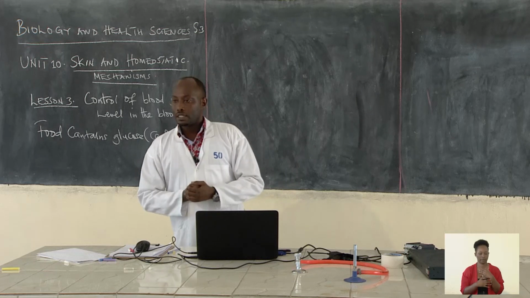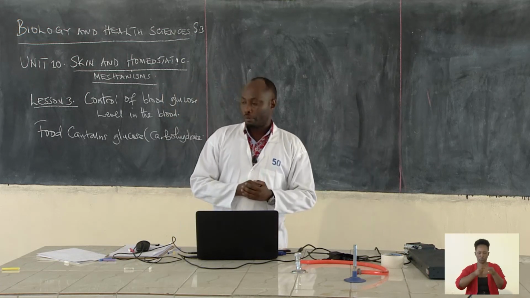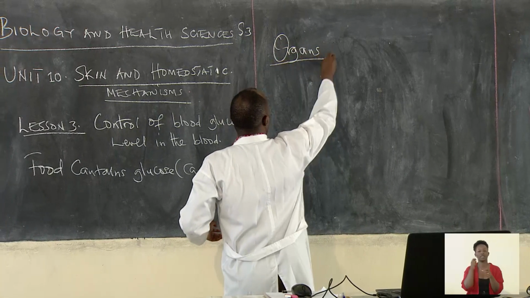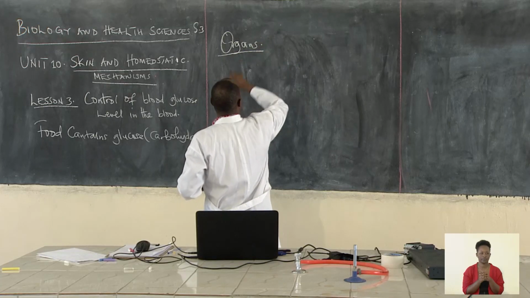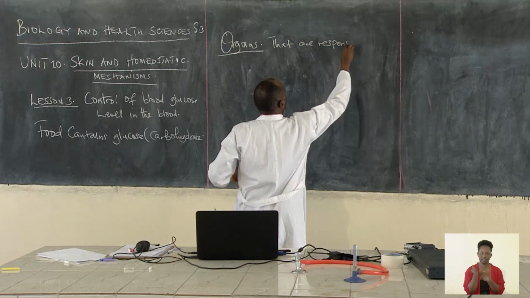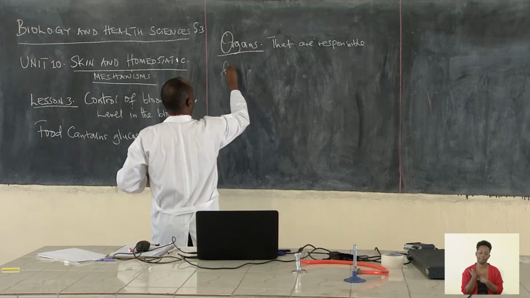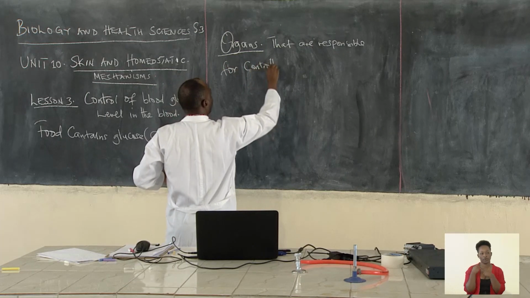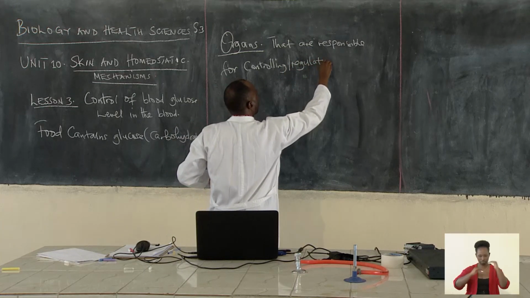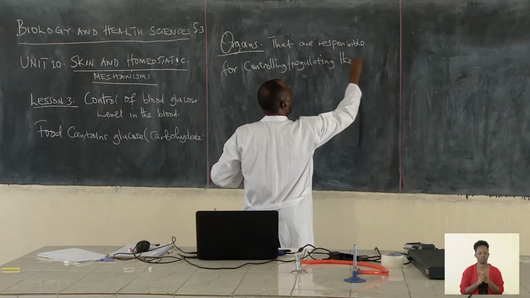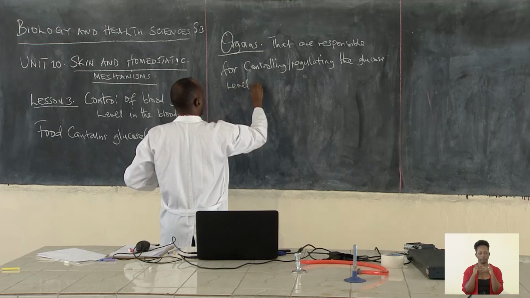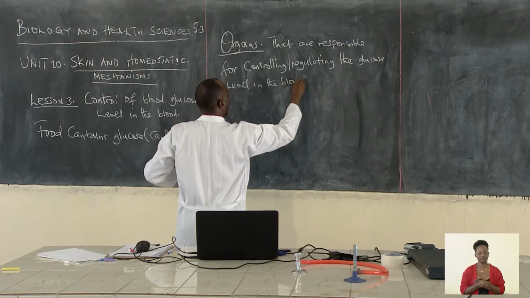What are the organs that are responsible for controlling or regulating the glucose level in the blood? Let's talk about the organs that are responsible for controlling the glucose level in the blood.